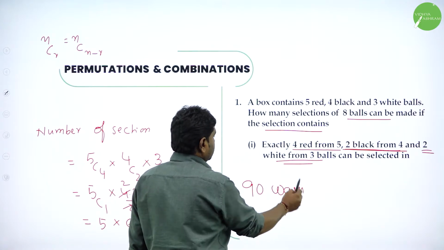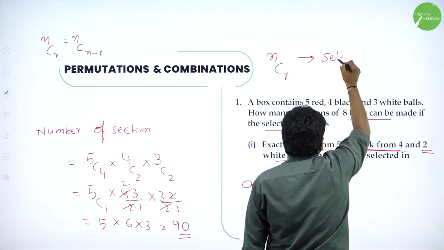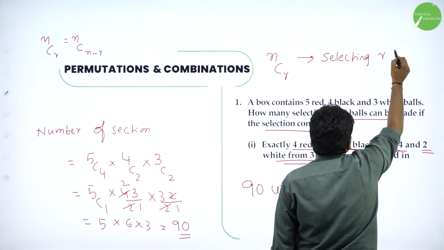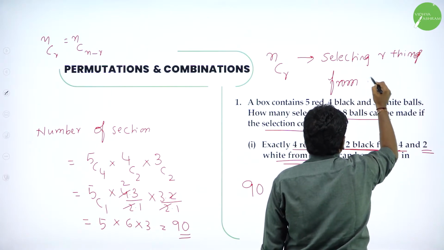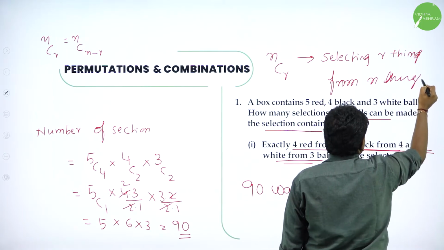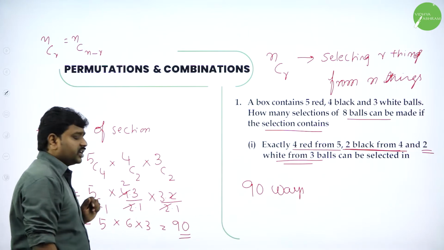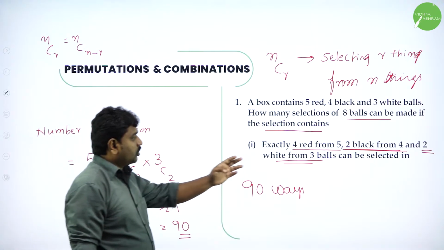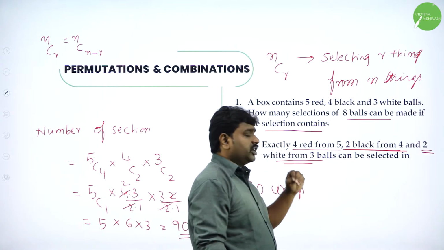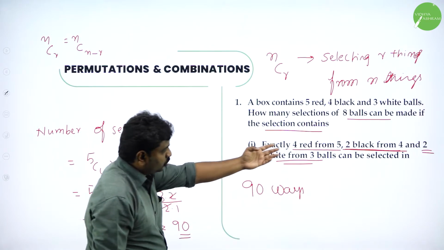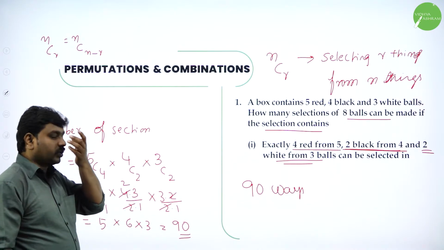Hope all of you understood. nCr, what is nCr? nCr means selecting r things from n things. So now out of 5 red balls, 4 balls can be selected in 5C4 ways. Out of 4 black balls, 2 blacks can be selected in 4C2 ways. And out of 3 white balls, you have to select 2 in 3C2 ways. So total 4 plus 2 plus 2, 8 balls you have selected. 90 total ways are there.